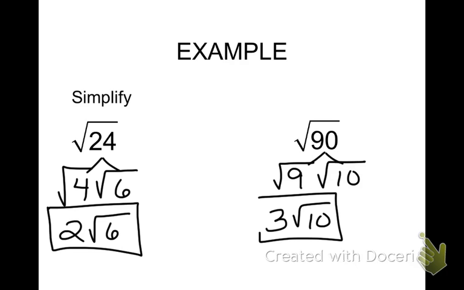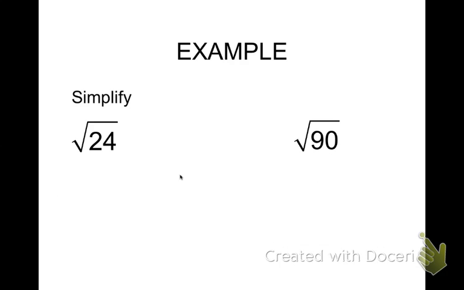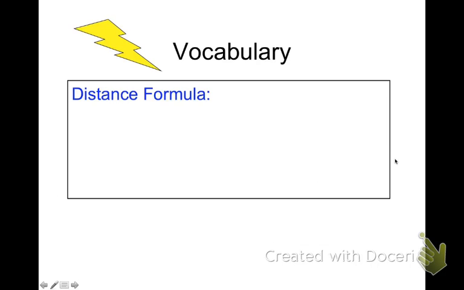I usually try to get in the habit of putting the perfect square first, because then it just kind of works out nicely how it comes down as your actual solution. Okay? All right, so we're going to pause. The reason why we want to be able to simplify radicals is because our distance formula is one big radical.